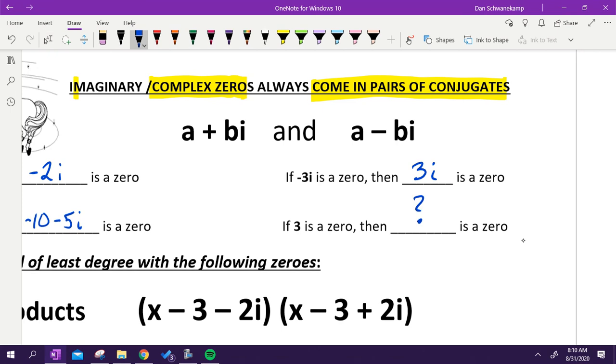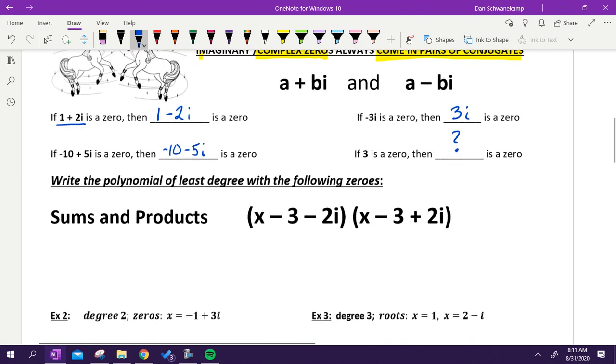We don't know. Because 3 is a real number. Real numbers can come by themselves. Imaginary numbers, we can't. Okay? So that's where we have to understand that distinction between the two. All right, so now we're going to deal with imaginary numbers and understand what's going on with that.